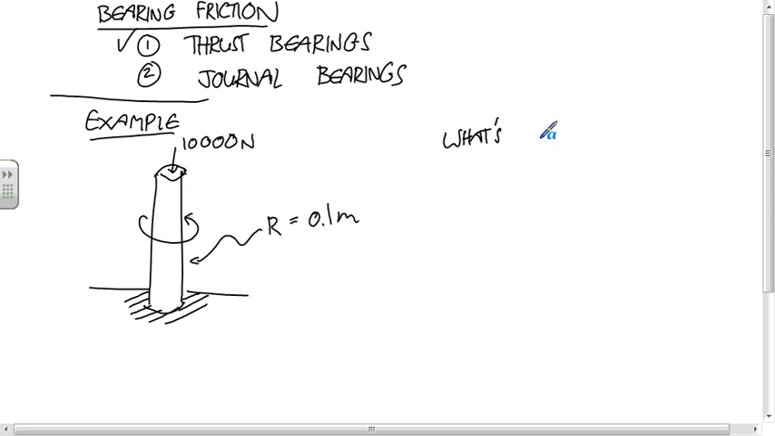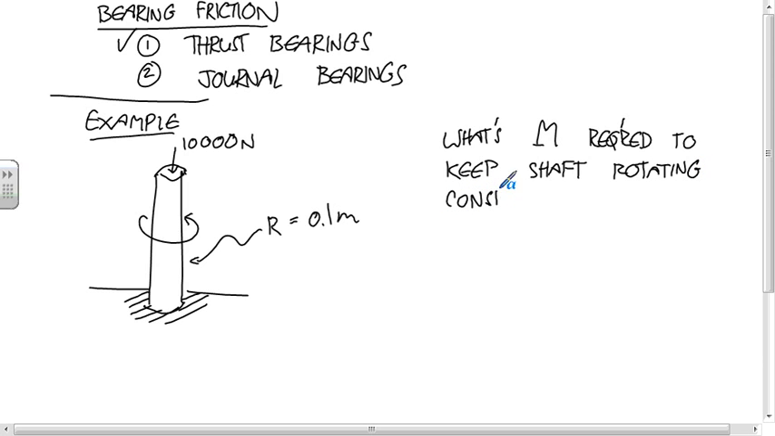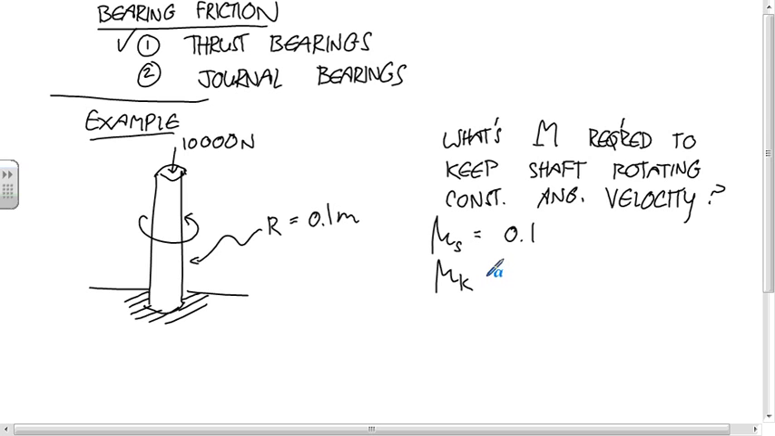What's the couple, the external torque required to keep the shaft rotating with a constant angular velocity? And given that the coefficient of static friction is, let's say it's higher, 0.1, and the coefficient of kinetic friction is 0.06.